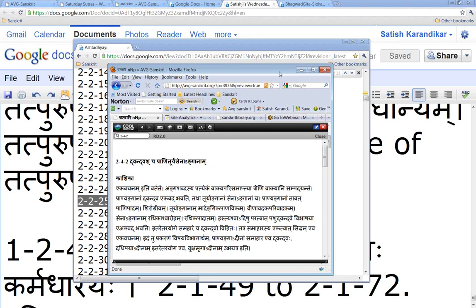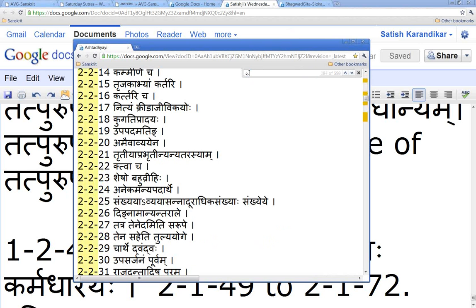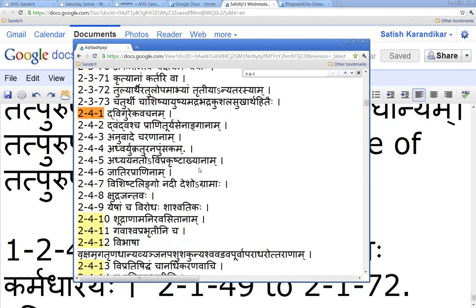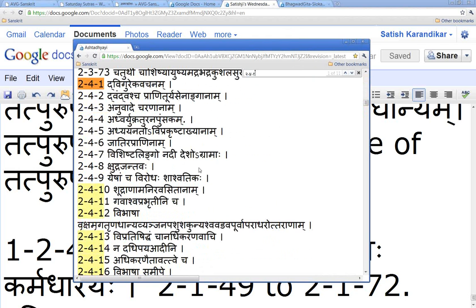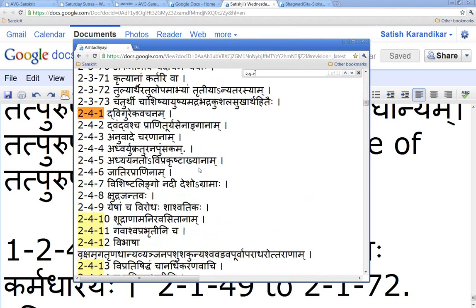I should put this over here. In 2.4, there is another section where Panini says when samaharas can be formed, and that is coming at the beginning of 2.4. This one is eka vachanam, dvigur eka vachanam. Eka vachanam means it can form a group, refer to a group.